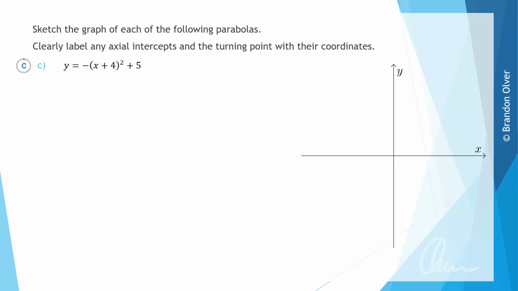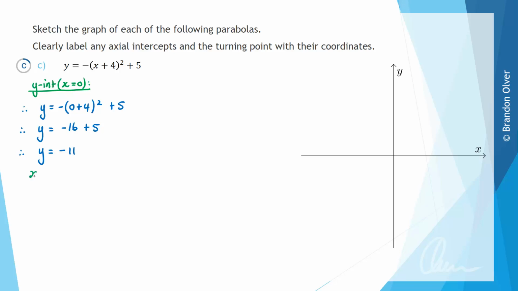For part C, we now have an equation in turning point form that we need to graph. So this time we have y equals negative x plus 4 all squared plus 5. So we're going to start off by finding the y-intercept of this graph. And again, we know that that occurs when x equals 0. So therefore, we find that y is equal to minus 0 plus 4 squared plus 5. So therefore, we find that y is equal to negative 16, because we have minus then times 4 squared. So negative 16 plus 5. So the y-intercept is going to be at negative 11.